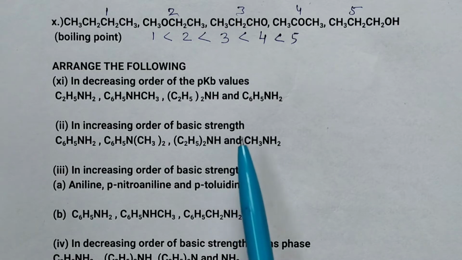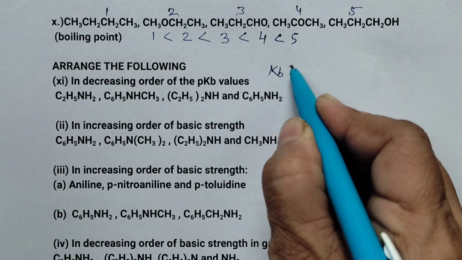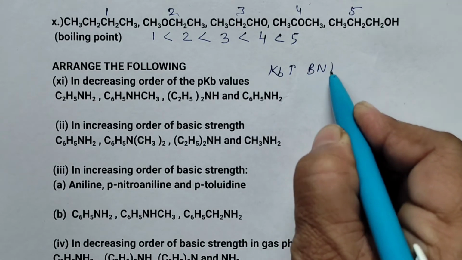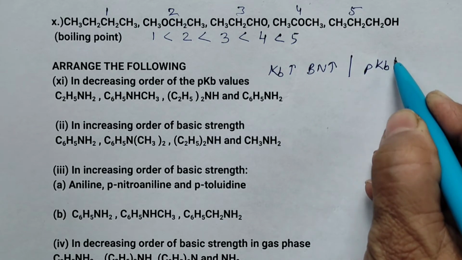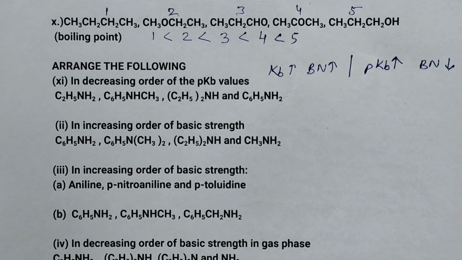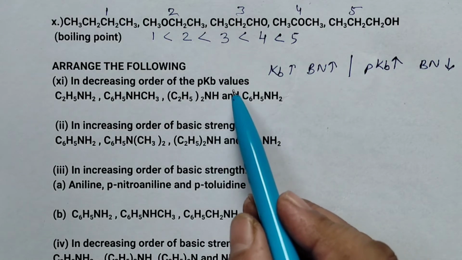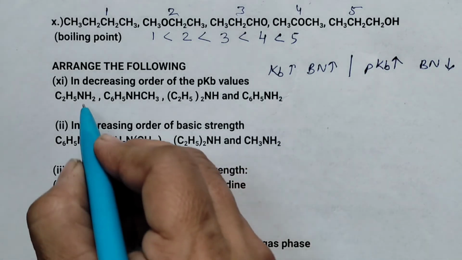So the next comes, you have to arrange them in the decreasing order of the pKb value. Just keep this in mind, the pKb value. If the Kb value is more, the basic nature is more. If the pKb value is more, it means the basic nature will be less. So the least basic you'll have to put later, in the decreasing order. Decreasing order of the pKb value means you have to arrange most basic later. Most basic later.